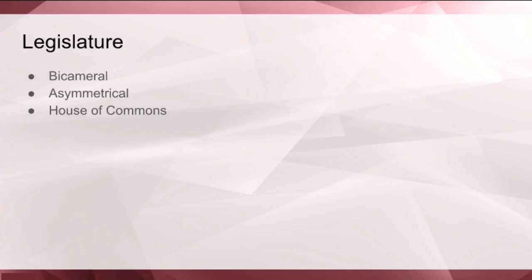The most powerful body in the UK Parliament is the House of Commons. The House of Commons is composed of 650 members, who represent what are called constituencies. So there are 650 constituencies, what we would call districts in the United States.